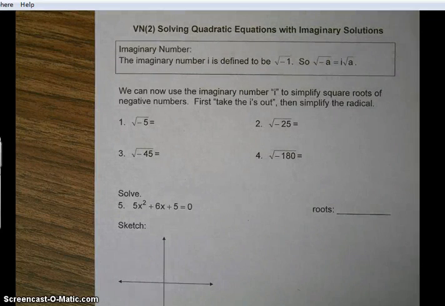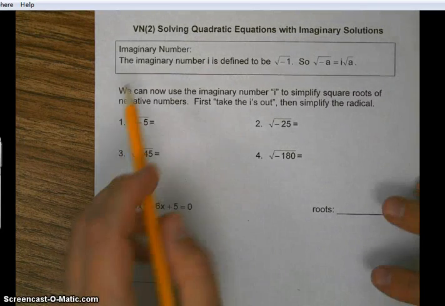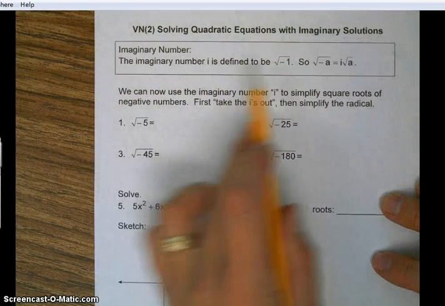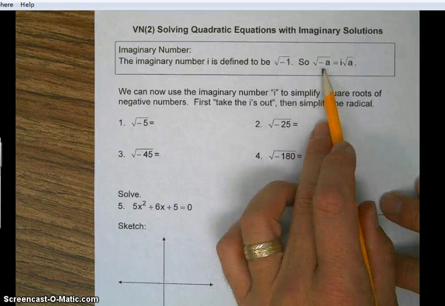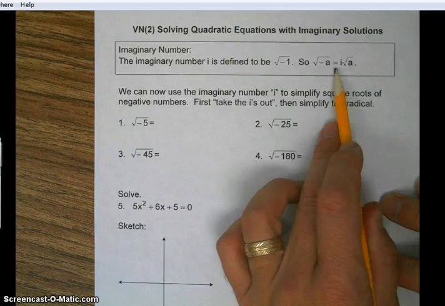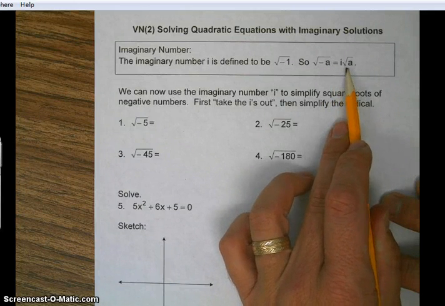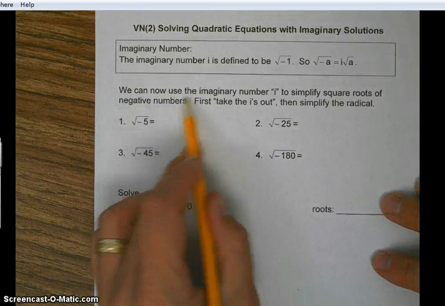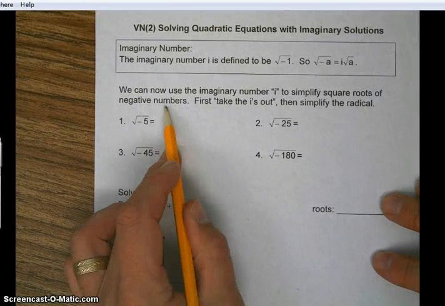Solving quadratic equations with imaginary solutions. So first, let's review the definition for an imaginary number. The imaginary number i is defined to be the square root of -1. So the square root of -a equals i times the square root of a. We can now use the imaginary number i to simplify square roots of negative numbers.